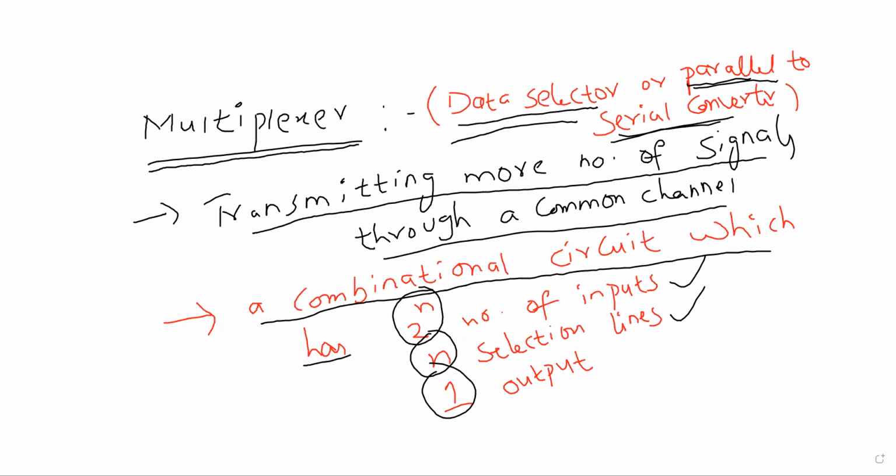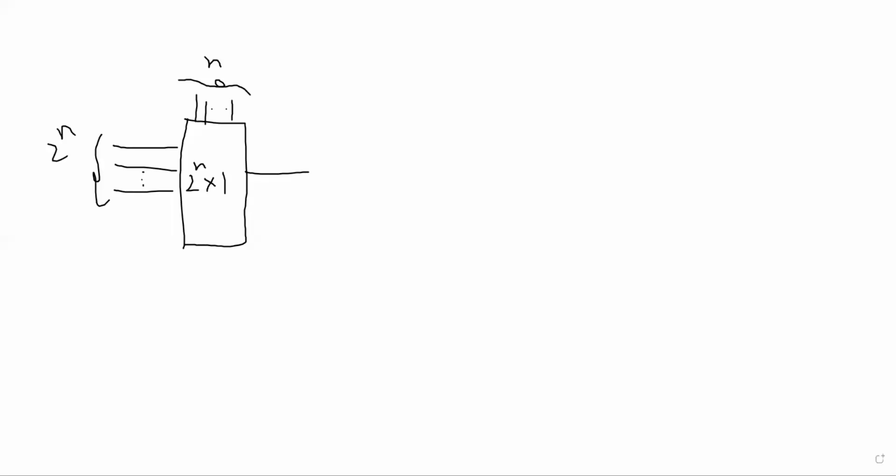Now we will see the basic figure of a multiplexer. If you observe, how many inputs are there? 2 power n inputs. How many selection lines? n selection lines, but only one output. Let us consider y is the output.